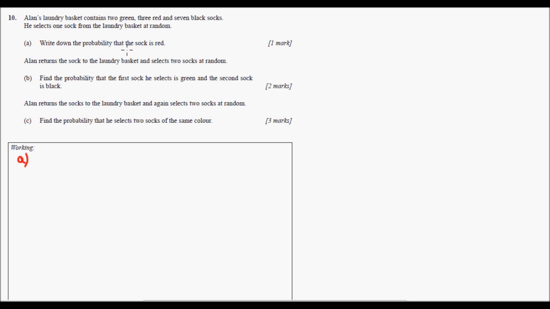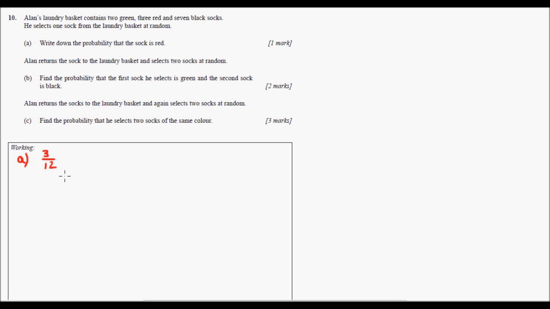Okay, so anyway, Alan's laundry basket contains 2 green, 3 red, and 7 black socks. Find the probability that the sock is red. Okay, so there's red, there's 3. Probability is part out of total, so it's going to be 3 out of the total, which is, okay, so what do we got? 2 plus 3 is 5. It's going to be 3 out of 12.